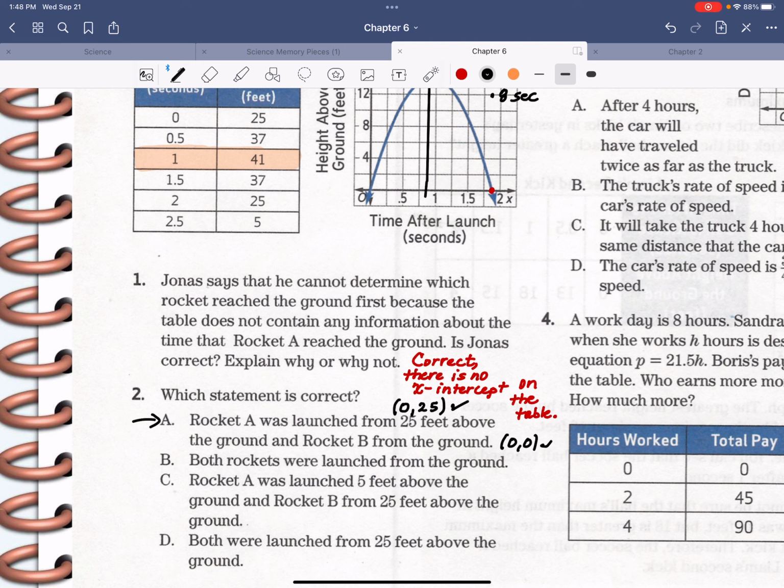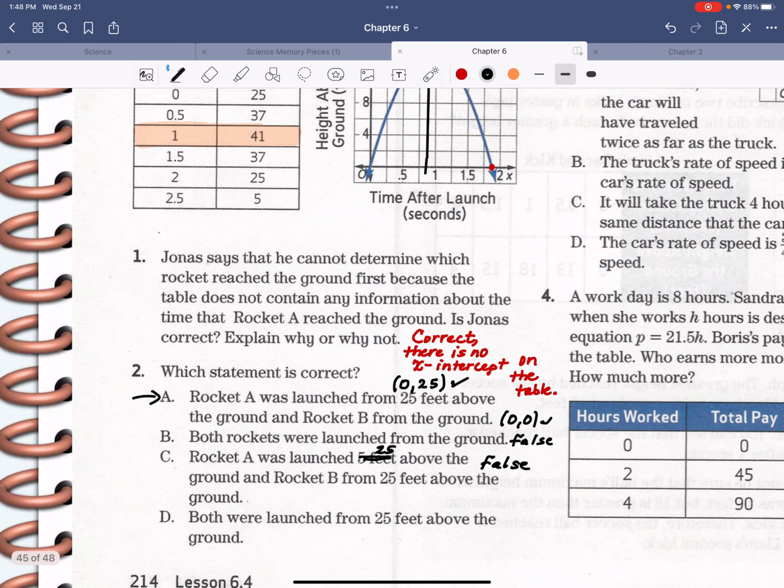Both rockets were launched from the ground. That is a false statement, because when seconds were 0, Rocket A was 25 feet high. So it was on a platform. Rocket A was launched 5 feet above the ground. That's not true. It was 25 feet above the ground. So I don't even have to read the rest of that. Both were launched from 25 feet above the ground. That is a false statement, because B has the point (0, 0). So A is the correct answer on this one.